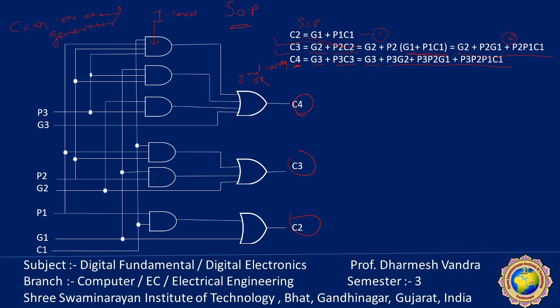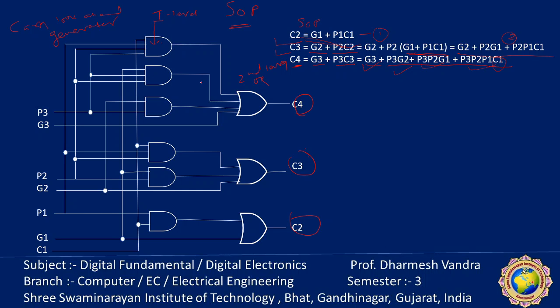Remember, C4 does not have to wait for C3 and C2 to propagate. C4 depends on G3, P3, G2, P2, P1 and G1, and only C1 is there. So there is no need to wait for C2 and C3. They are propagated in parallel. Similarly, C4 is propagated at the same time as C2 and C3.